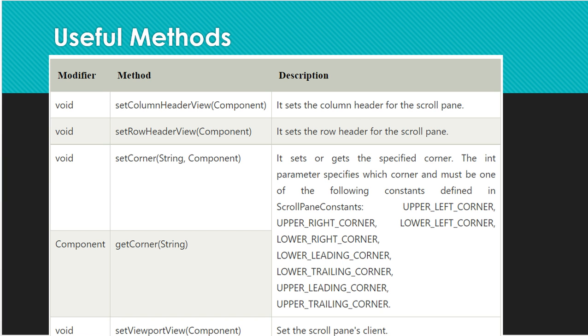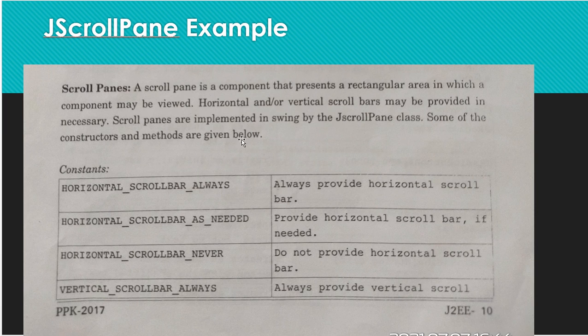Some notes I have kept here, you can see. A scroll pane is a component that presents a rectangular area in which a component may be viewed. Horizontal and or vertical scroll bars may be provided if necessary. Scroll panes are implemented in Swing by the JScrollPane class. You can understand by reading these things. Some of the constructors and methods are given right below.